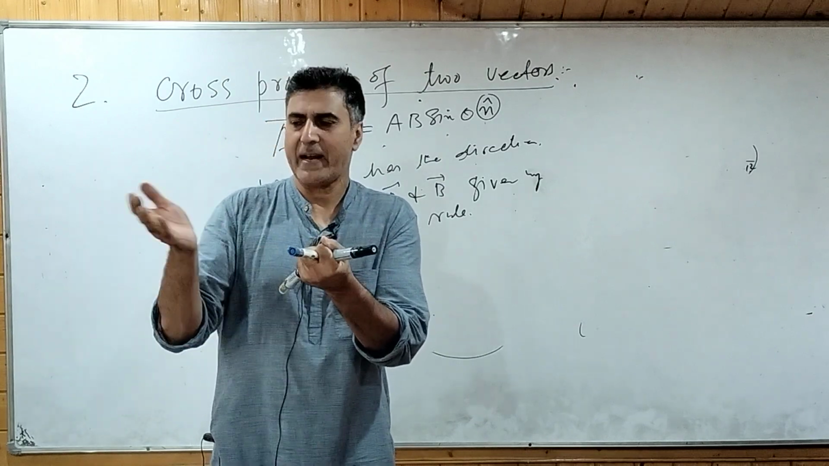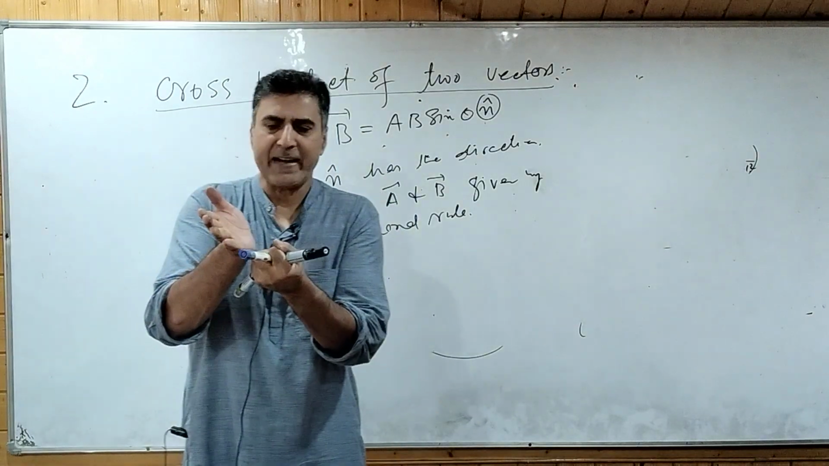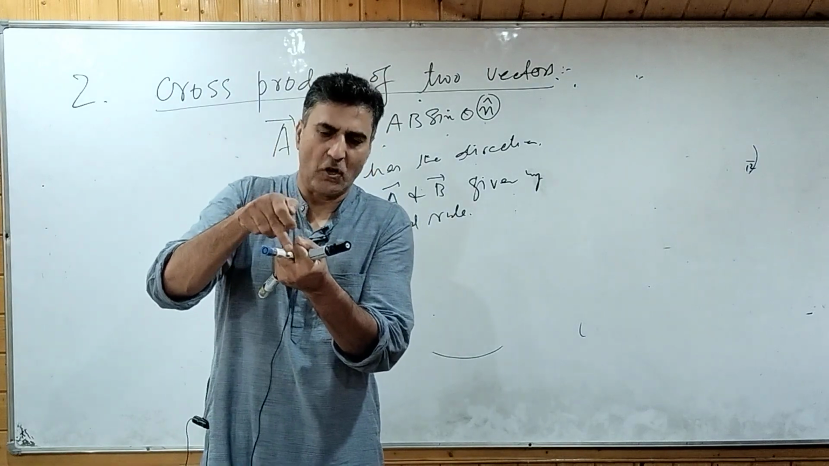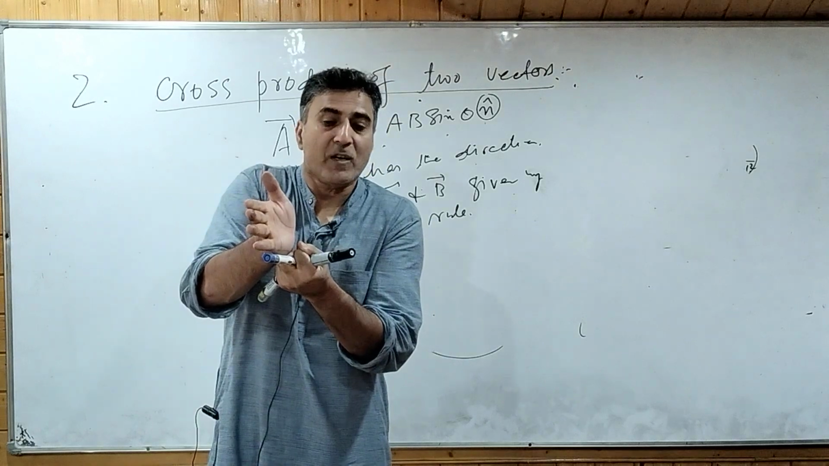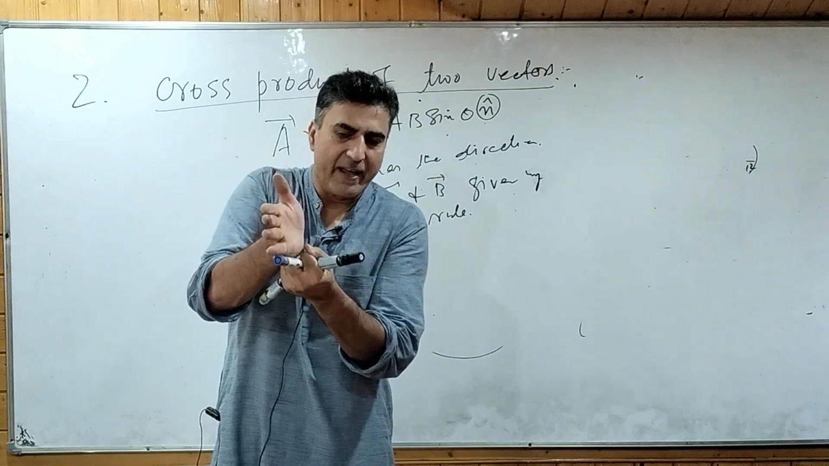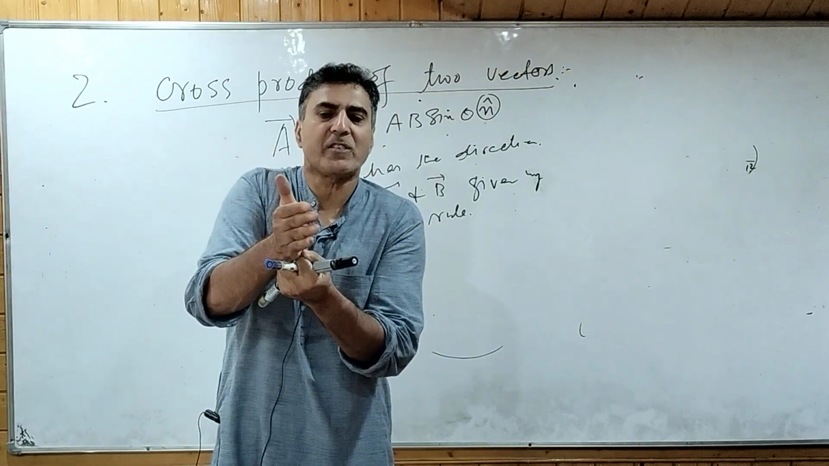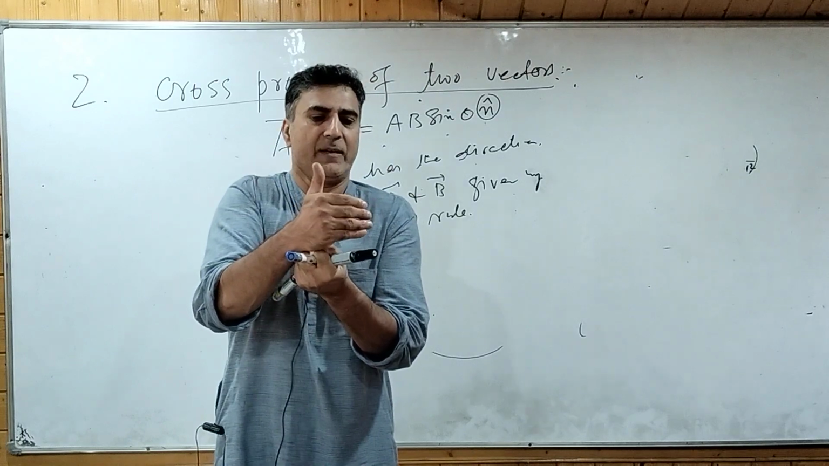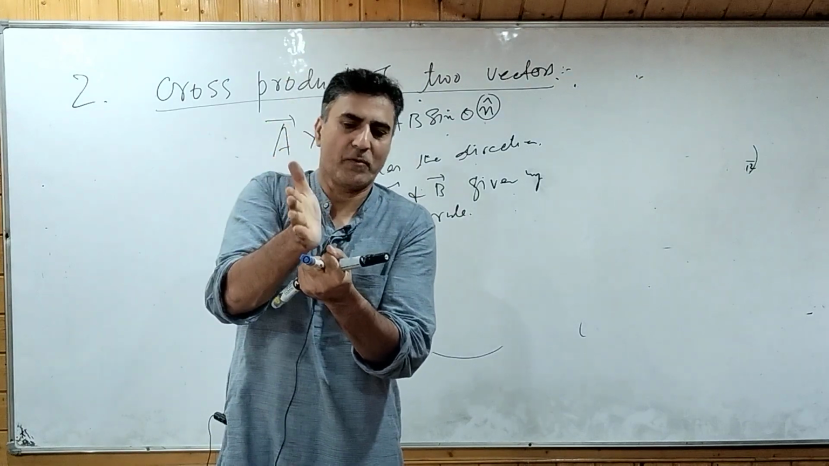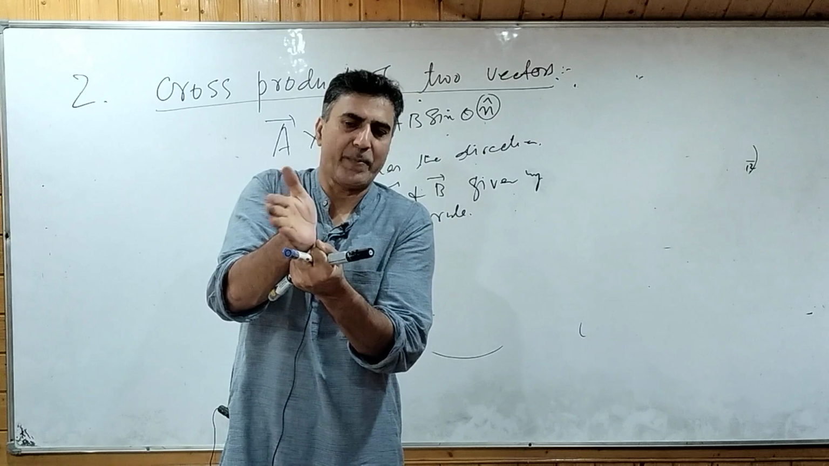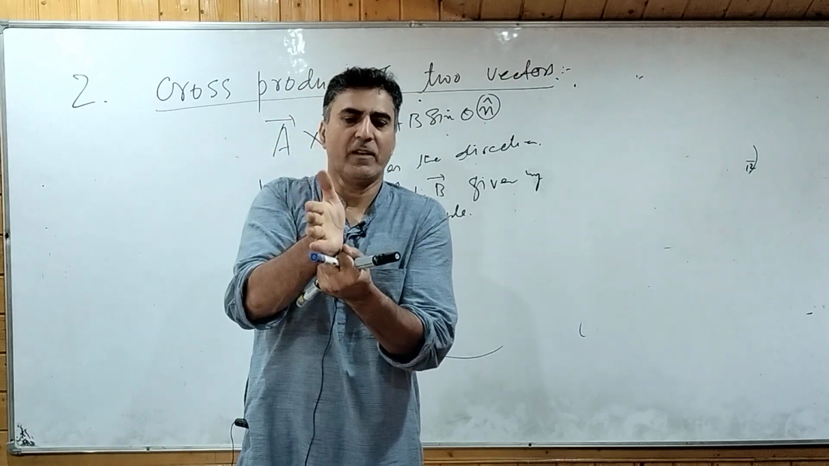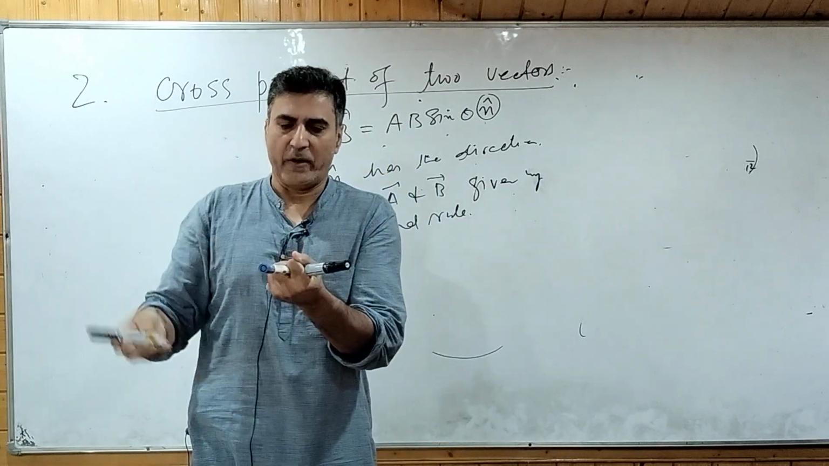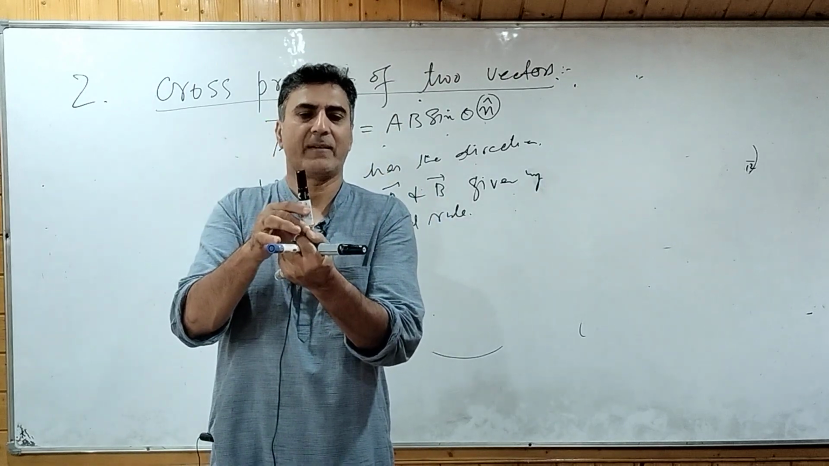For that, you have to use your right hand. With your right hand, through this shorter angle, you have to put your hand like this to sweep towards B. You have to put your hand on A and sweep your hand towards B. And watch where the thumb goes. So put it here and curl your fingers towards B, right? Like this, and watch where the thumb goes. Thumb goes in the upward direction. Therefore, A cross B is this.